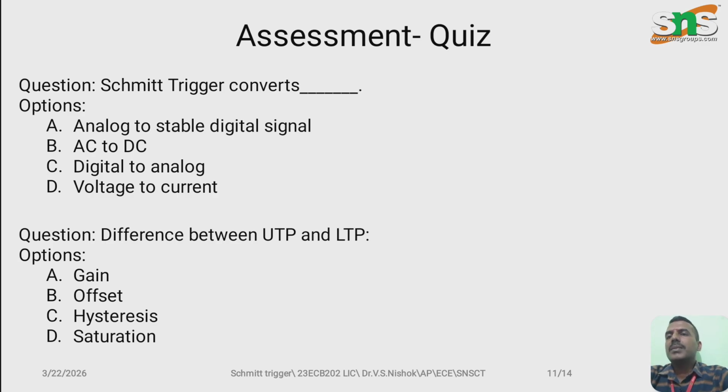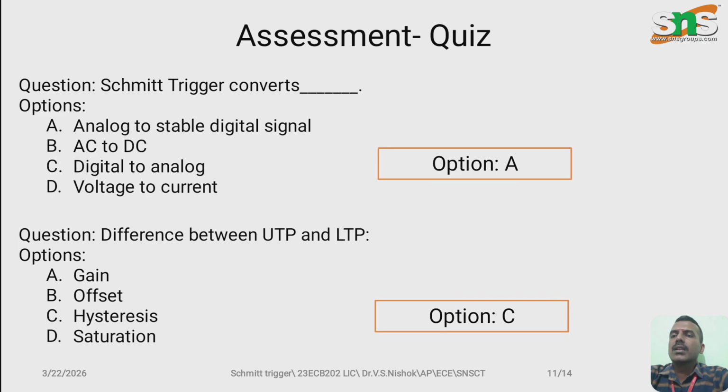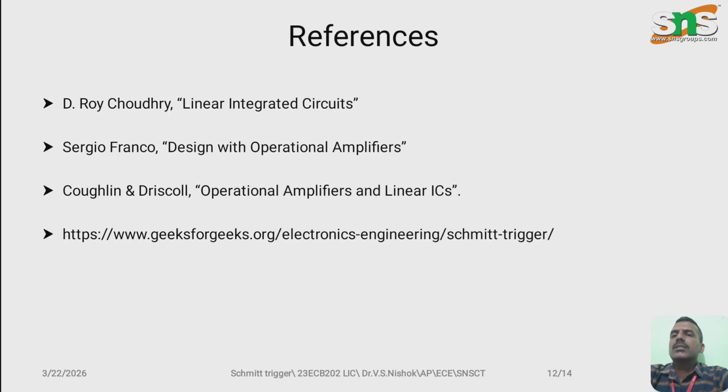Here are some assessment questions. The first one: the Schmitt Trigger converts the analog to a stable digital signal. The difference between the upper threshold point and the lower threshold point is the concept named hysteresis.